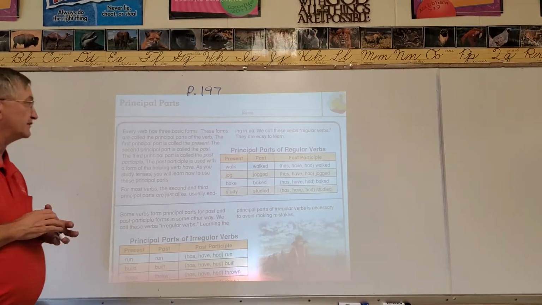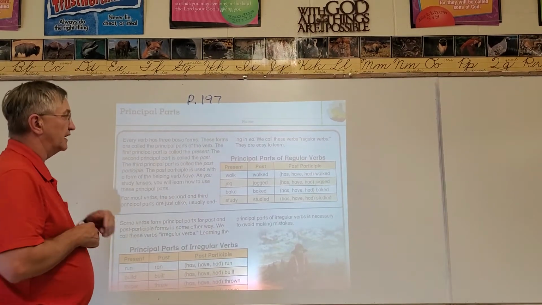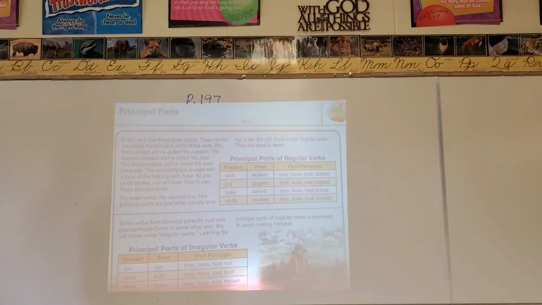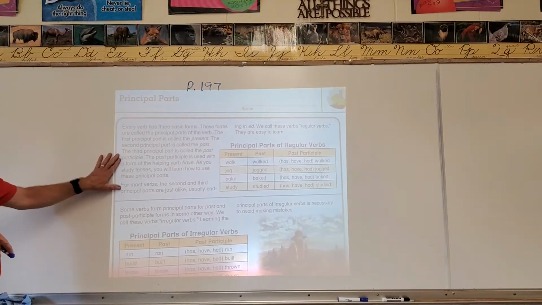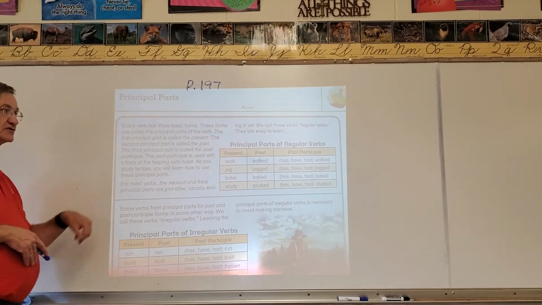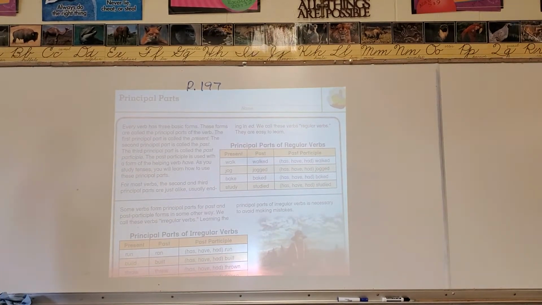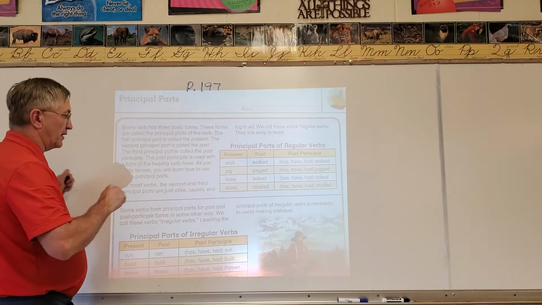So every verb has three basic forms. These are called the principal parts of the verb. The first principal part is called the present tense. The second principal part is called the past tense. And then the third principal part is called the past participle. The past participle is used when forming a helping verb. This is the key part, the helping verb.